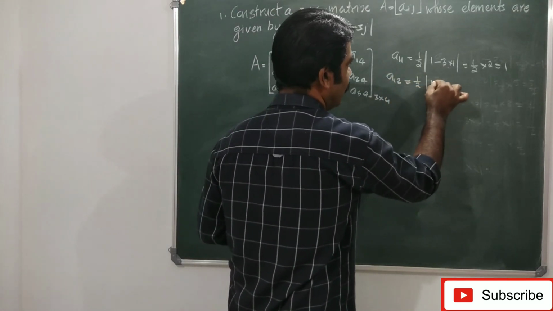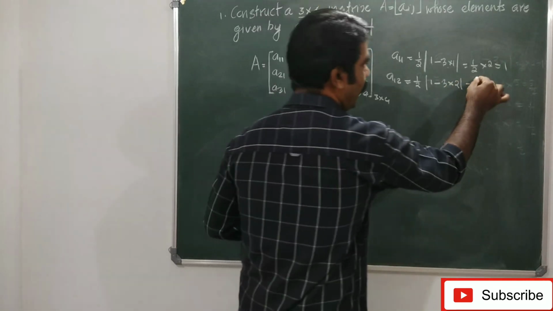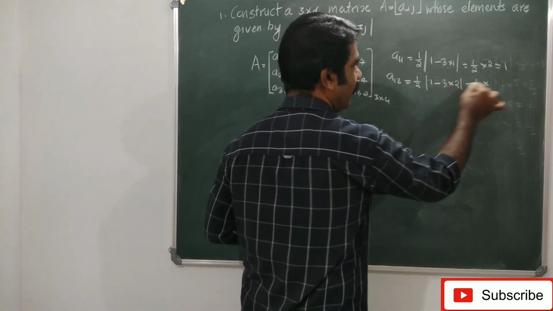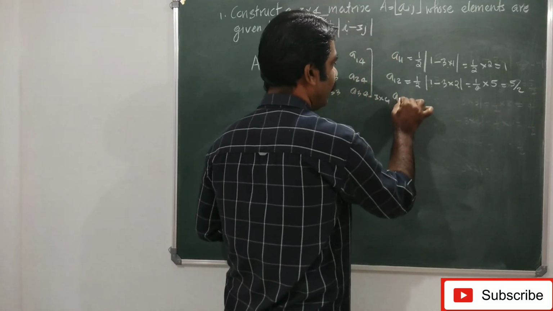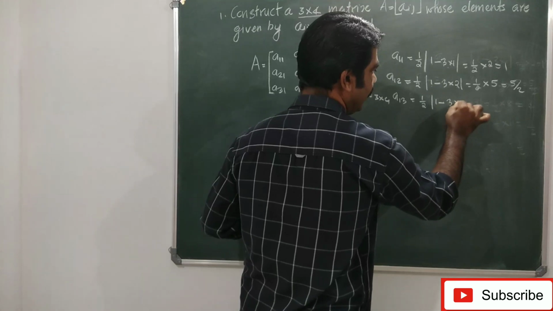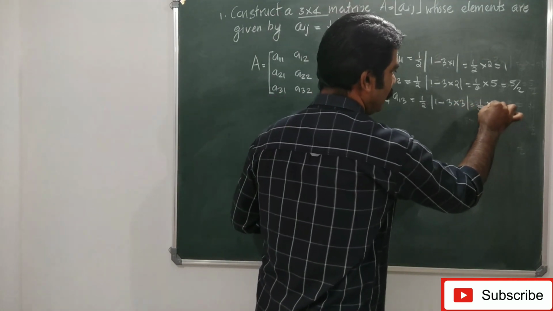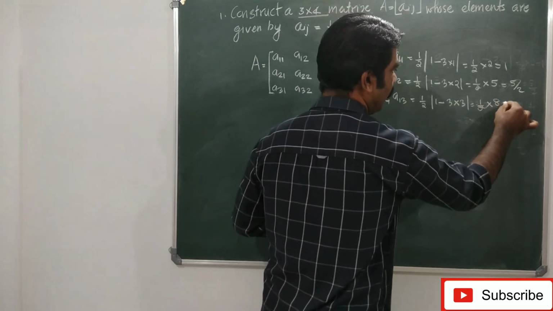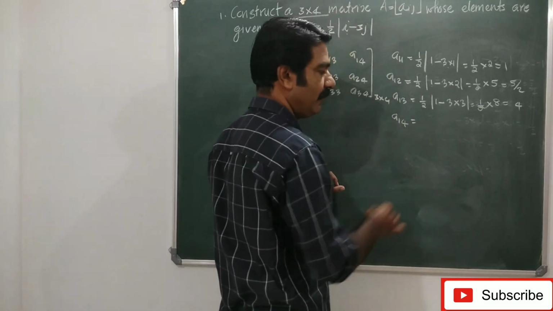Similarly, what is a12? Half into mod (1 minus 3 into 2). That is half into, 3 2s are 6, 1 minus 6 is minus 5. The mod is there, so 5 by 2. a13: what is a13? Half into mod (1 minus 3 into 3). 3 3s are 9, 1 minus 9 is minus 8. Mod is there, so it is 4.